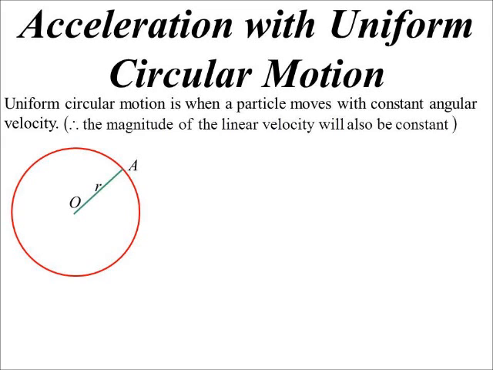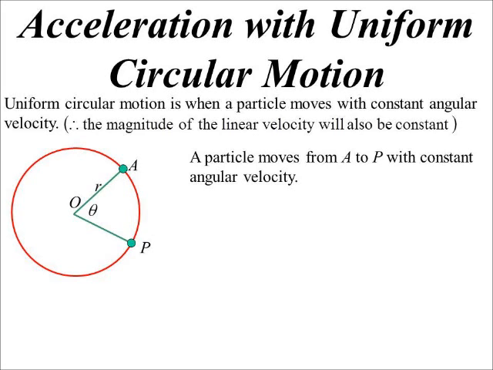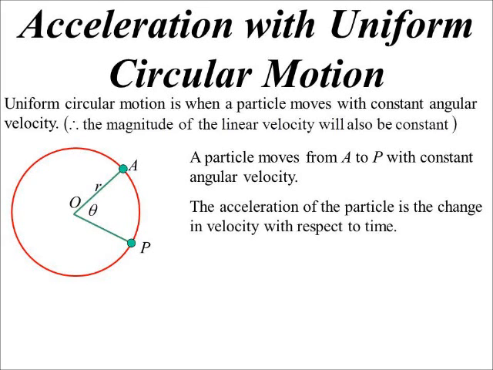So here's our circle we're going around. There's the point A. And A is going to move to P with a constant angular velocity. But the acceleration will be the change in that velocity. Now, whilst the magnitude's the same, the direction will be different. Because at A, remember we said we go in the direction of a tangent. So at A, we're going off in this direction at 90 degrees to OA. But P would be going at 90 degrees to OP.